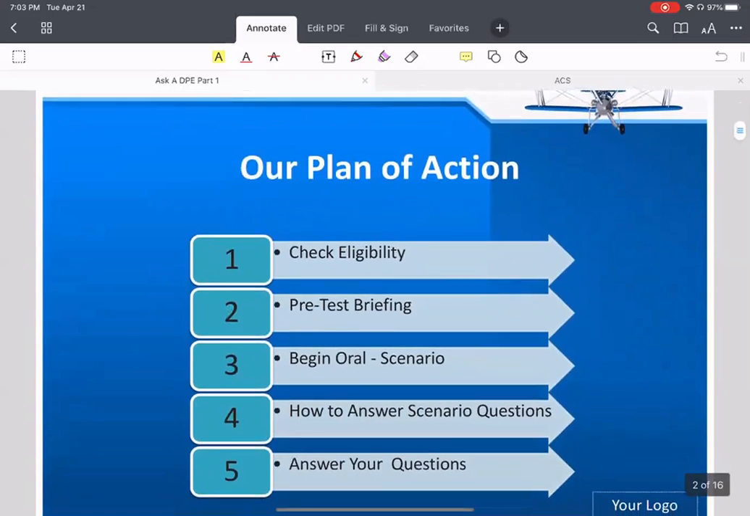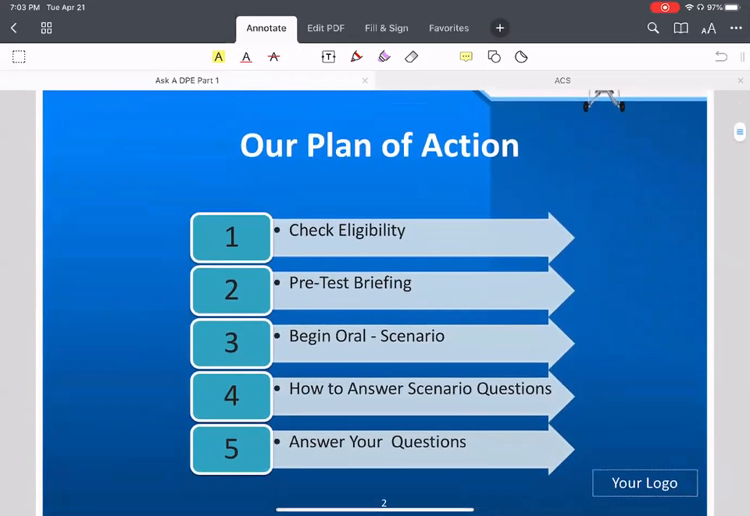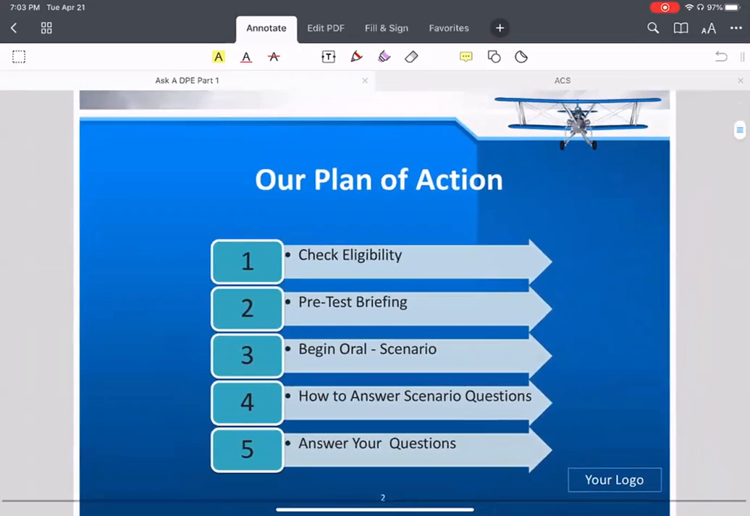So here's our plan of action, and that is a play on the whole flight test thing, because we have to have a written plan of action. I'll be talking about that here in a little bit, but we're going to talk about what the process is. Tonight's main focus is on the oral exam and the ground portion. I prefer to call it the ground portion because the oral questioning continues throughout. I'm going to talk about what we do in the pre-flight briefing and talk about what scenario questions are and why we have to ask them.